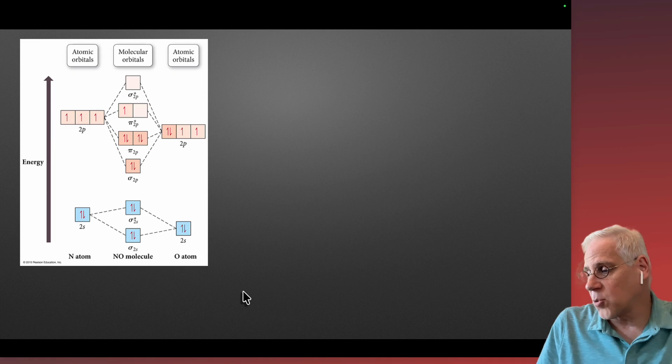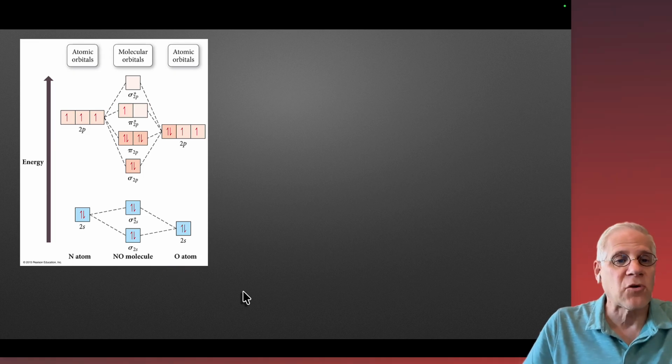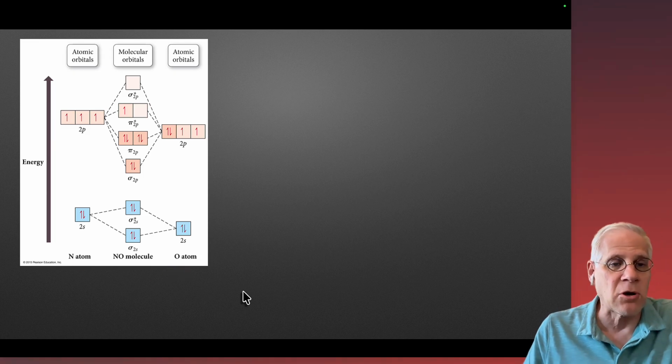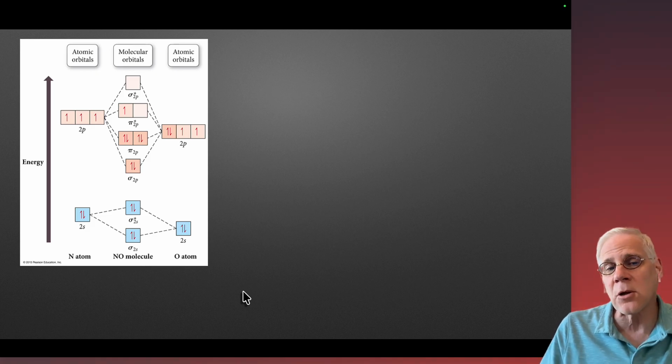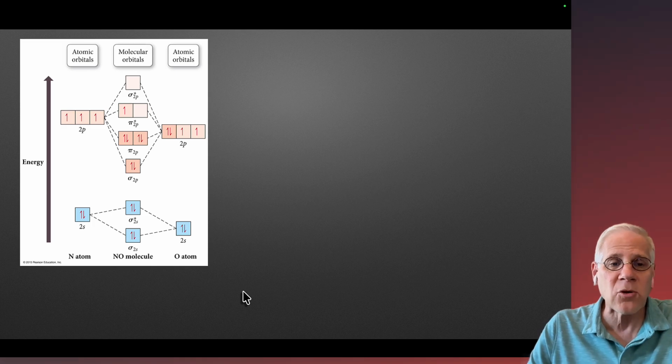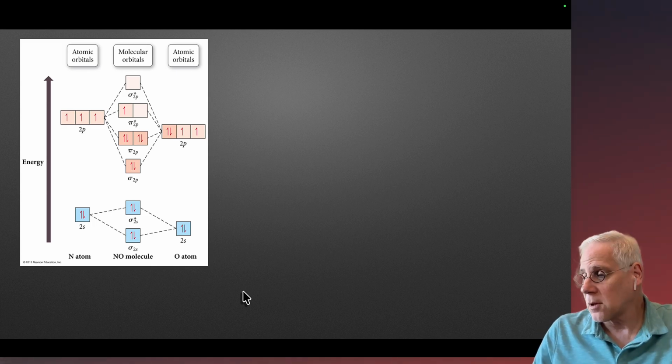Here we have a very simple one. We have NO. So N and O, nitrogen and oxygen, are right next to each other on the periodic table, so their energies are very close to each other. This looks like a pretty normal molecular orbital diagram that we've dealt with before in the homonuclear molecules.